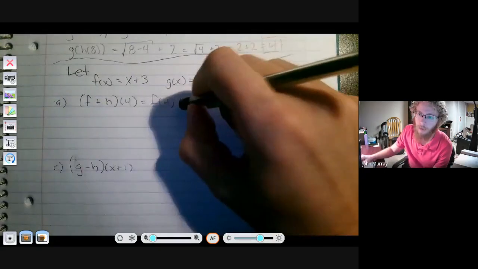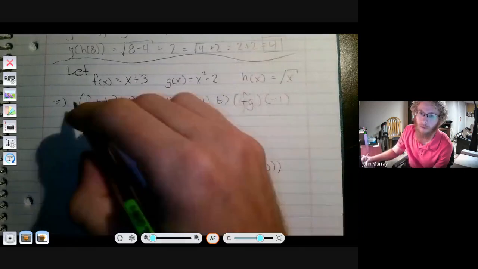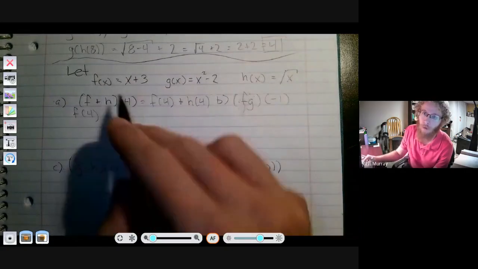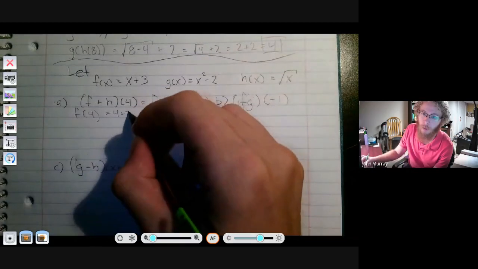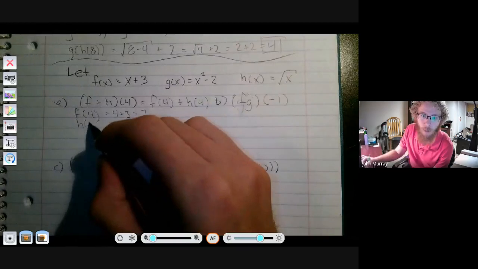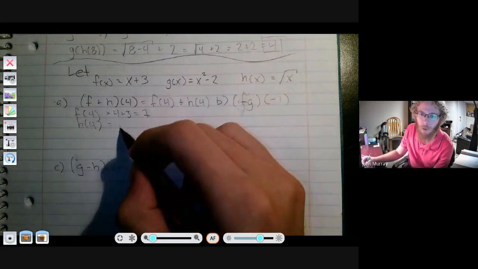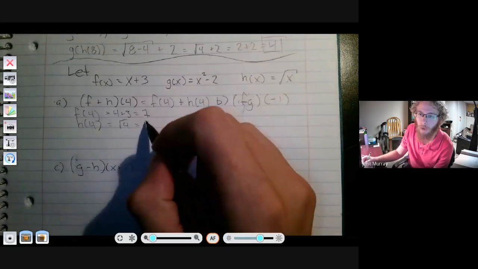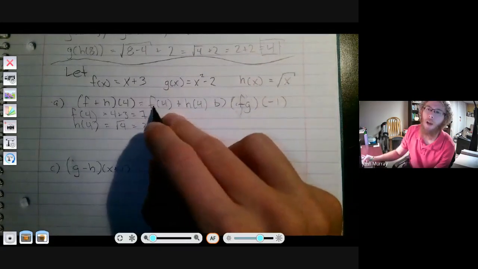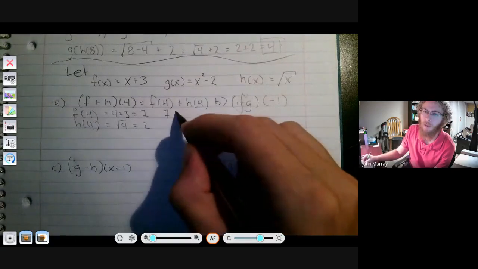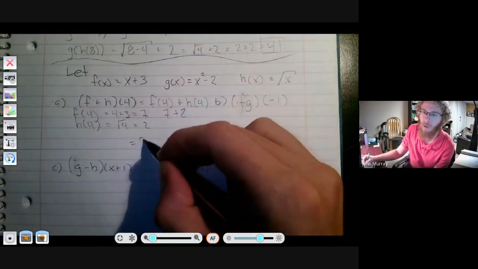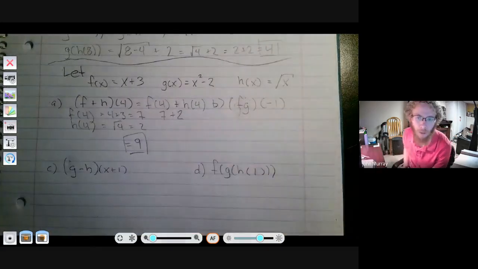So calculate each one of these separately, so you don't confuse yourself at first. So f of 4 plus 3 is 7. H of 4 is the square root of 4, which is 2. So f of 4, we said was 7, plus h of 4, which is 2. 7 plus 2 equals 9.